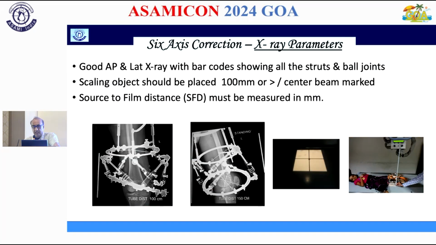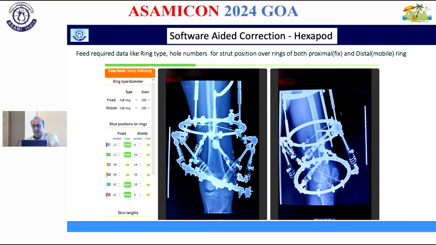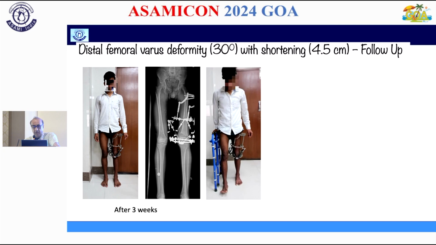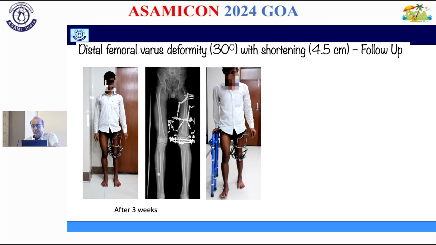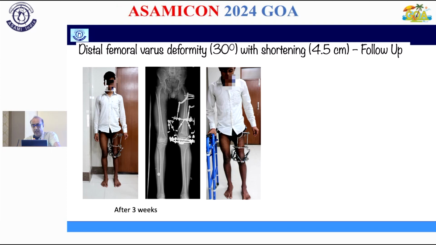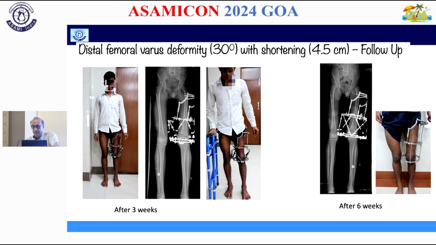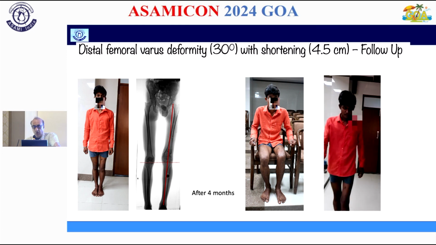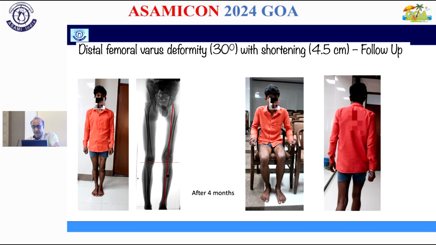And you all know this, it goes through the various parameters. I'm just forwarding it fast. And you get the correction schedule. So that's after 3 weeks, the frame is stable enough. So that is a distraction wedge, as has been alluded to earlier. It's not an angular wedge, it's a distraction wedge. And that's after 6 weeks. And after 4 months, he has a complete correction, shortening as well as the varus correction.